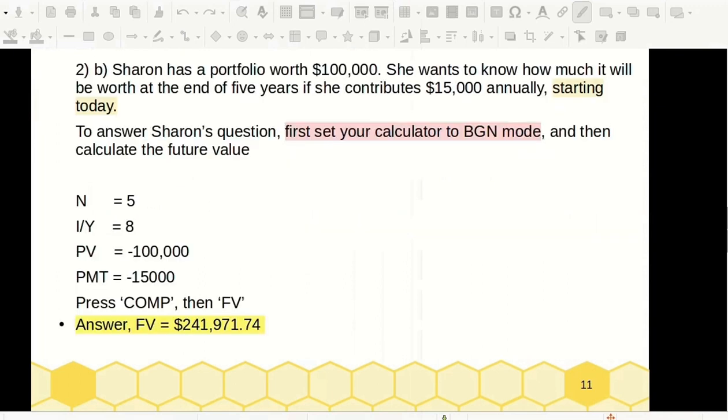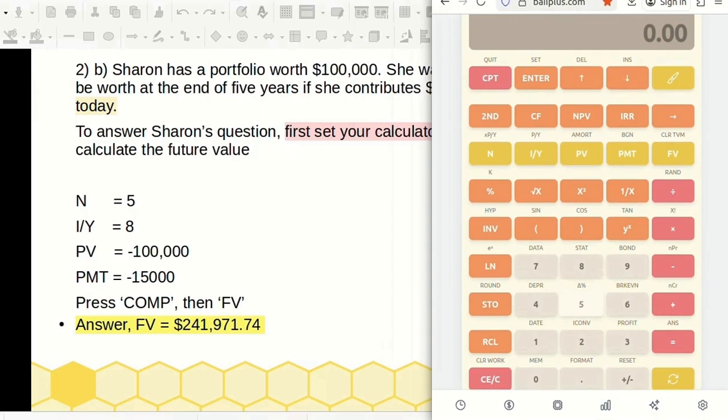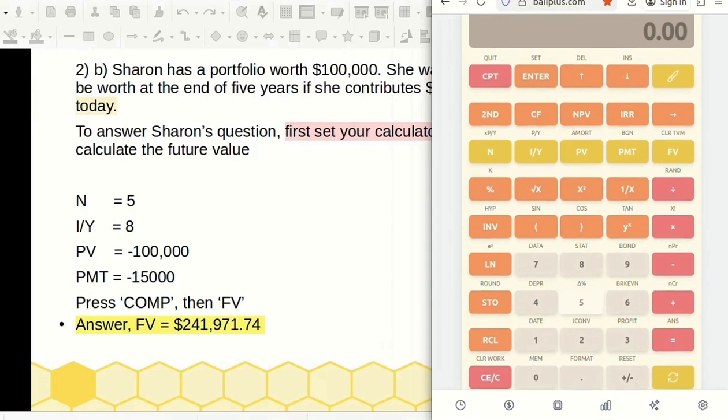Sharon has a portfolio worth $100,000. She wants to know how much it will be worth at the end of 5 years if she contributes $15,000 annually starting today. So to answer Sharon's question, first set your calculator to the BGN mode, because the contributions start right away. They start immediately. So this is a case of an annuity due.